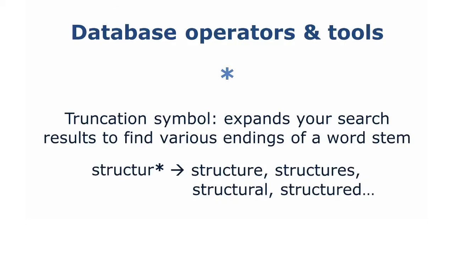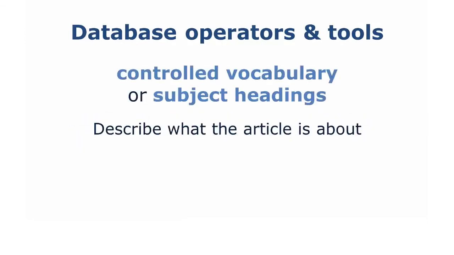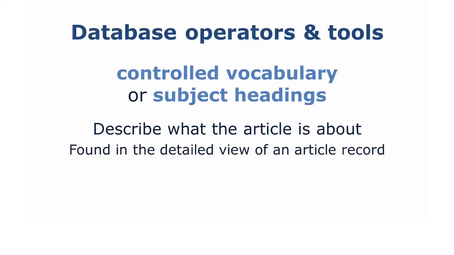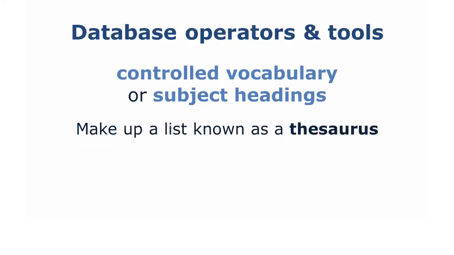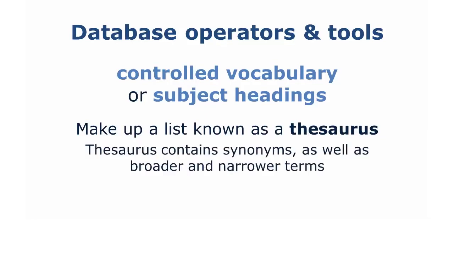A good way to brainstorm relevant keywords is through controlled vocabulary or subject headings. They describe what the article is about and can be found in the detailed view of an article record. The vocabulary or headings make up a list in the database known as a thesaurus. The thesaurus contains synonyms as well as broader and narrower terms.